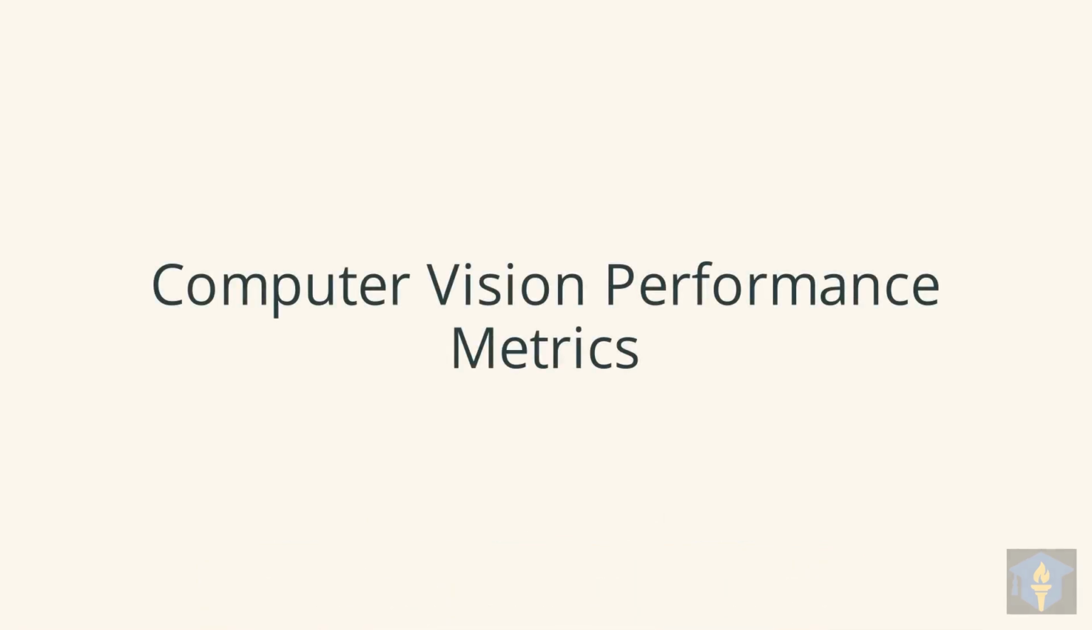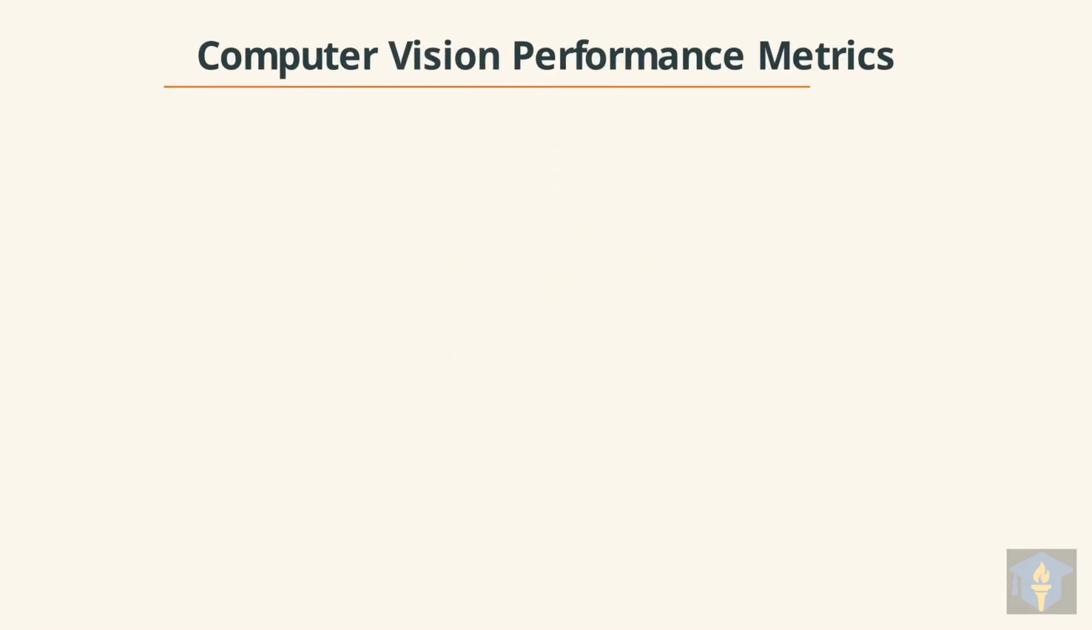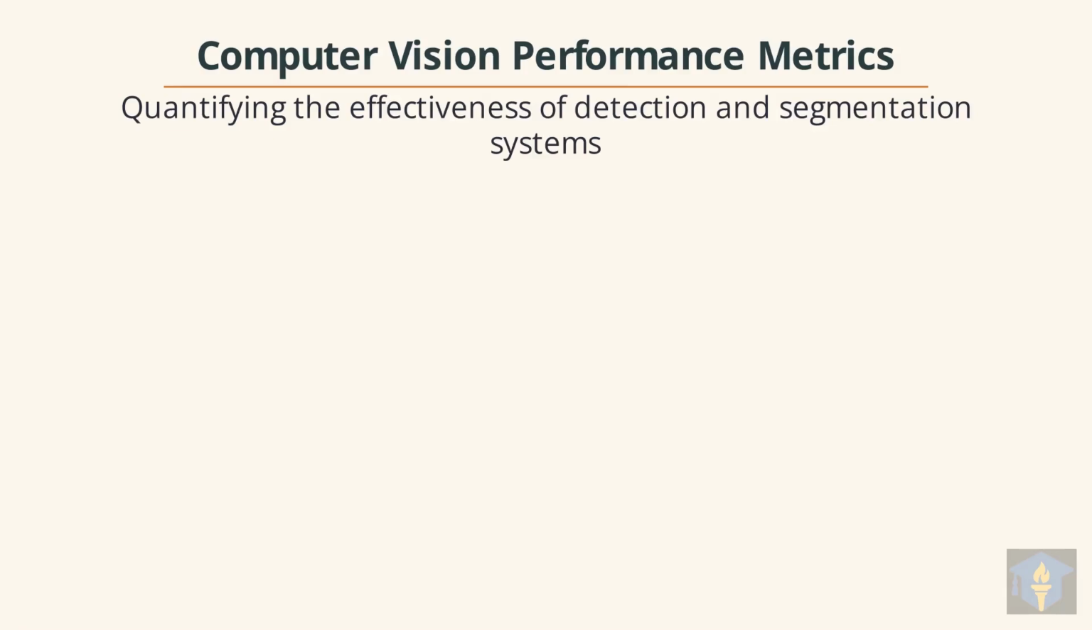Now, let's explore the key performance metrics used to evaluate computer vision systems. These metrics help us quantify how effective our detection and segmentation systems truly are. First, we have precision, a crucial metric for understanding the accuracy of positive predictions. Precision is calculated as true positives divided by the sum of true positives and false positives.